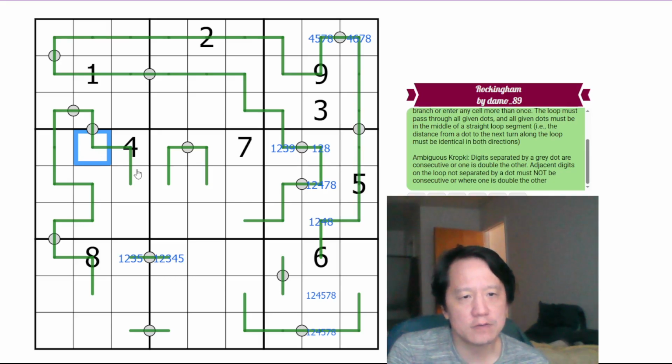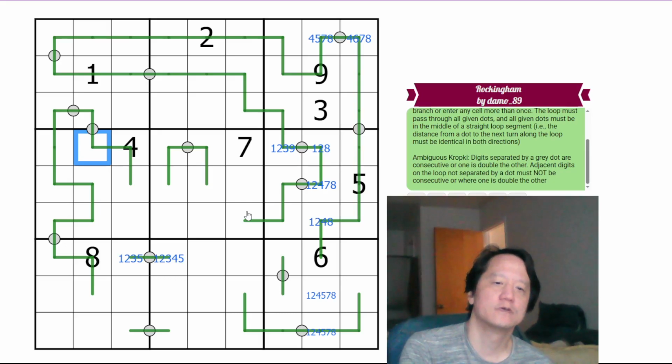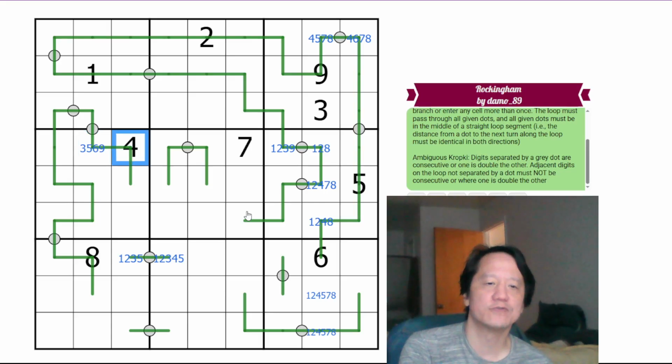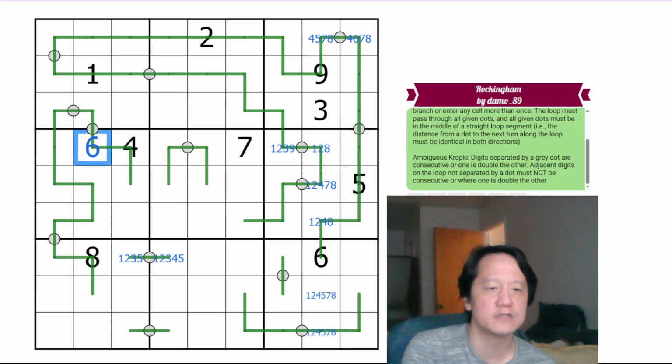This digit cannot be... Could be 2, 3, 5, 6, or 9. 2 would be in a 1 to 2 ratio with 4. 3 and 5 would be consecutive with 4. So it has to be 6 or 9, but 9 is not possible to be here because 9 would have to be consecutive with 8 only. And 8 is already in the column. So this is guaranteed to be 6.